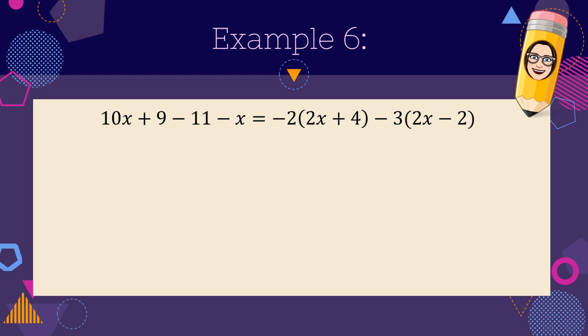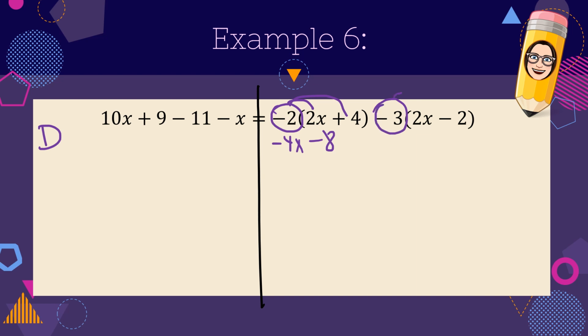Example 6. Don't get scared. I know it looks long. It's not too bad. Step 1, distribute. Distribute negative 2, negative 4x, negative 8. Ooh, let's go again. Distribute negative 3. Circle that negative. Negative 6x, plus 6, because a negative times a negative. Let's drop down what we didn't use.